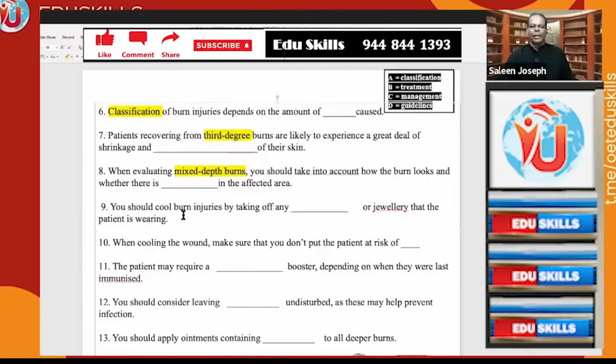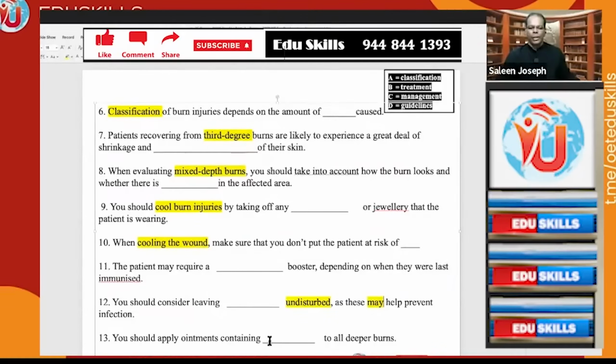9th one, you should cool burn injuries. Management. By taking off any dressing or jewelry. When do you take off jewelry? Is it after the treatment or before the treatment? Before treatment, sir. Yes, before you debride and all those things, you have to remove jewelry and all that, right? When cooling the wound, again cooling the wound, treatment, B. The patient may require a booster depending on when they were last immunized. Management. You should consider leaving dressing undisturbed as this may help prevent infection. Treatment, likely treatment, consider leaving the blister.